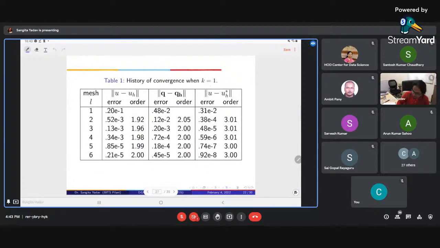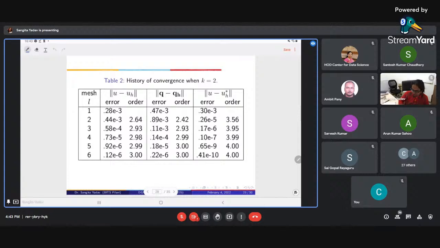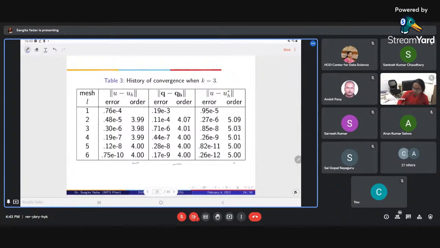see that for linear polynomials, rate of convergence is 2 for UH, 2 for QH, and 3 for post-process solution UH star. And similar behavior has been observed when we use the quadratic polynomial or when we use the cubic polynomial. One can extend this for 4th degree polynomial, but it may take some time to do that one.